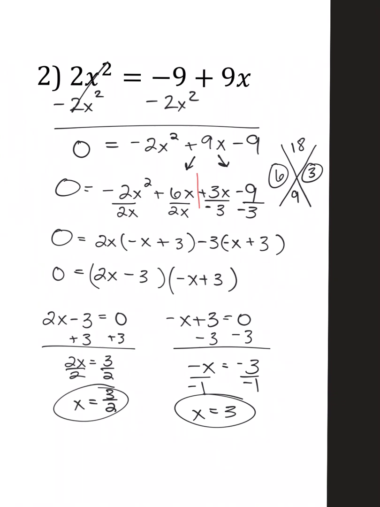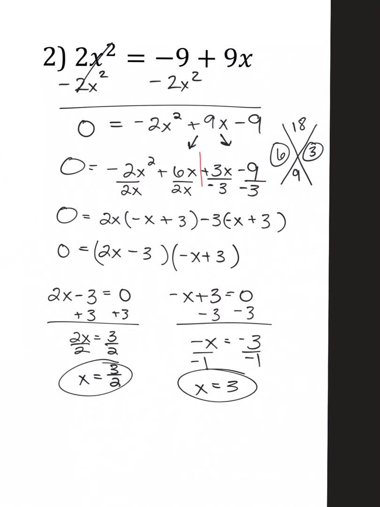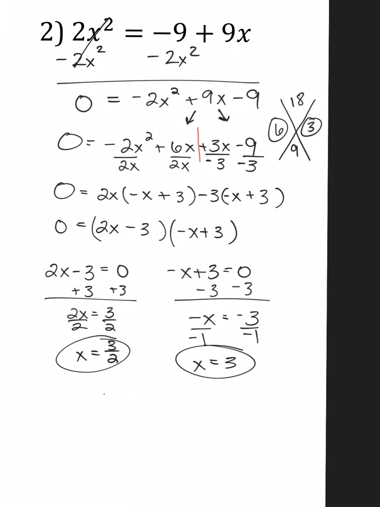So that means my two solutions where my graph crosses the x-axis are at 3/2, which is 1.5. You can leave it as a fraction or write it as a decimal, it doesn't matter. My other x-intercept is at positive 3.